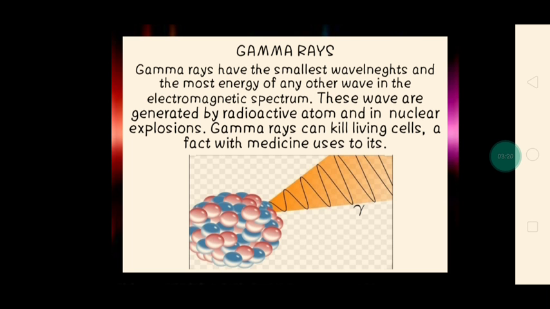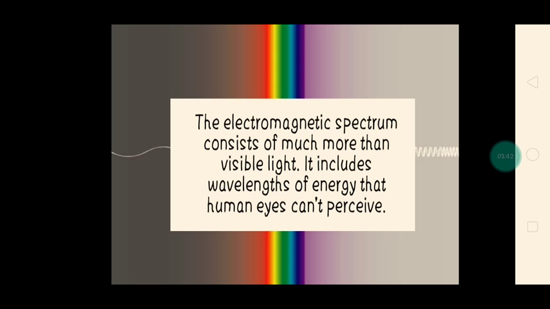The last one is the gamma rays. Gamma rays have the smallest wavelengths and the most energy of any other waves in the electromagnetic spectrum. These waves are generated by radioactive atoms and in nuclear explosions. Gamma rays can also kill living cells, a fact which medicine uses to its advantage.